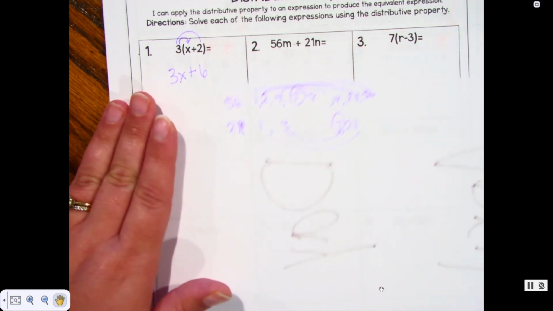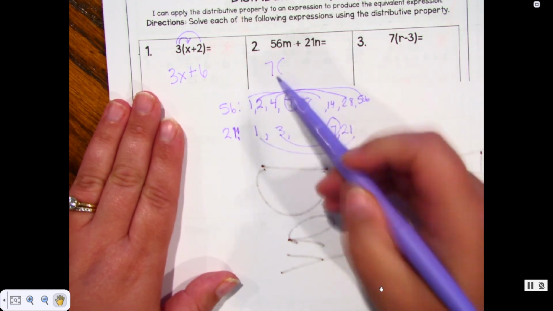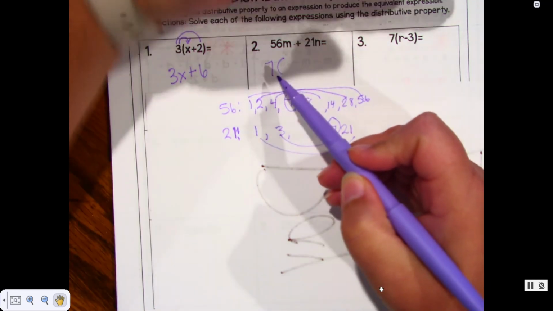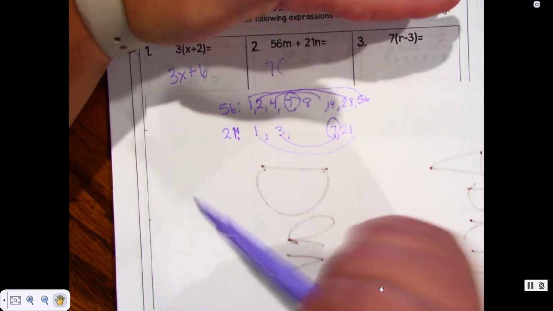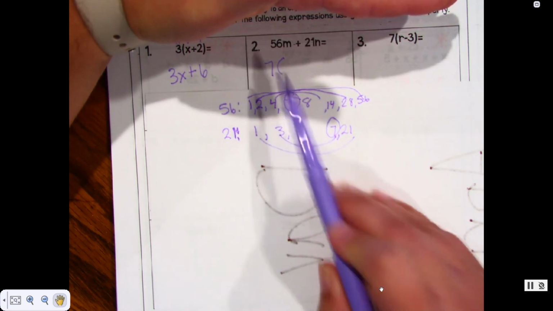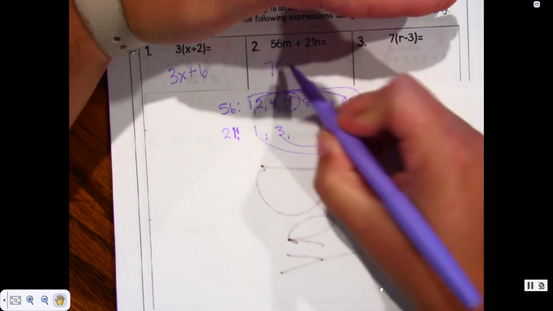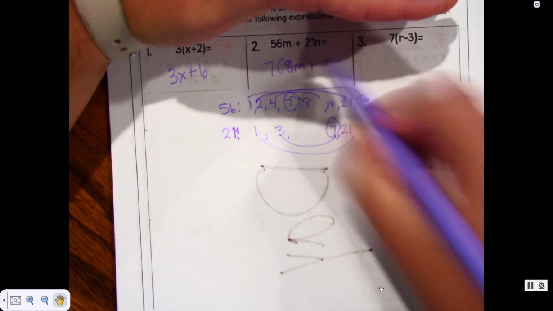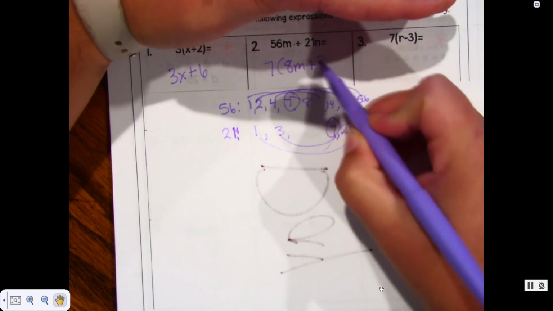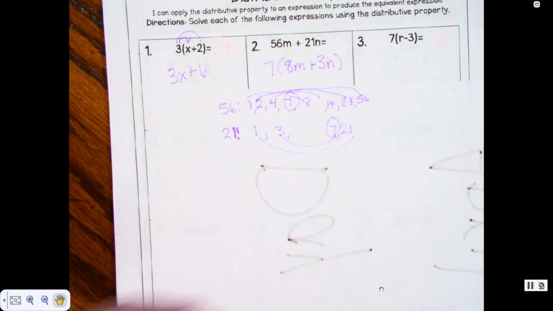Okay, so that's what's going to go outside the parentheses. Well, what times 7? Let me do that again. Does that help make it better? I don't know why I'm talking to y'all. You can't hear me. What times 7 gives me 56? Well, what's it touching on the factor rainbow? 8. So that would be 8m plus what times 7 gives me 21? That's 3, and the variable is in. Okay, so that's how you do that one.